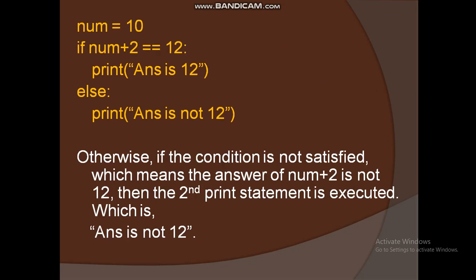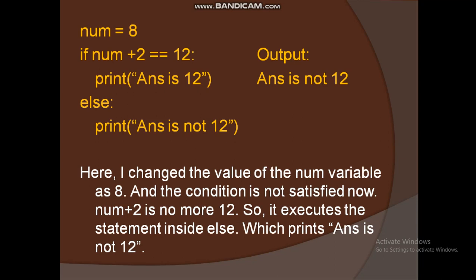Otherwise, if the condition is not satisfied, which means the answer of num plus 2 is not 12, then the second print statement is executed, which is "ans is not 12". Here, I changed the value of the num variable to 8, and the condition is not satisfied now. Num plus 2 is no more 12, so it executes the statement inside else, which prints "ans is not 12".